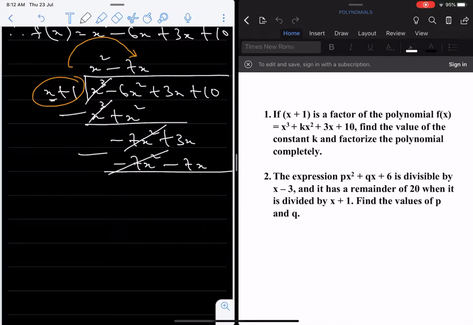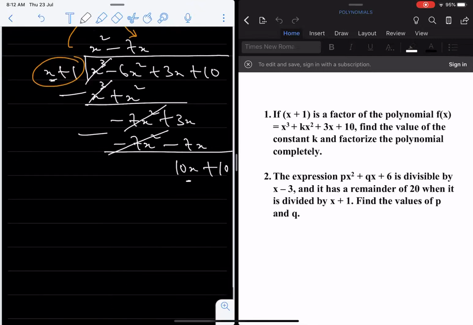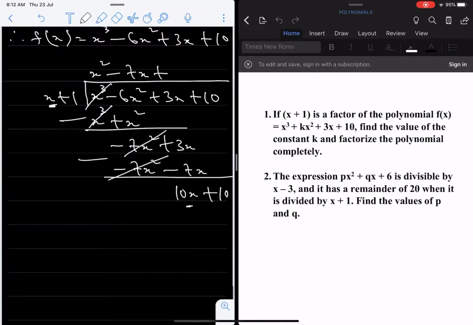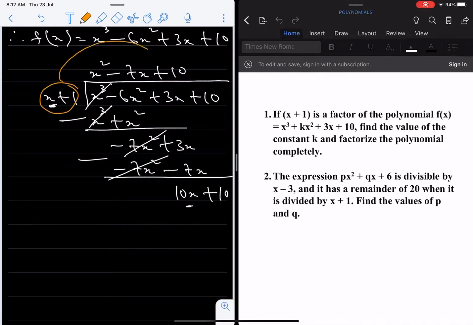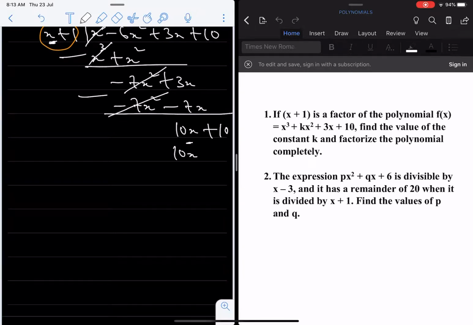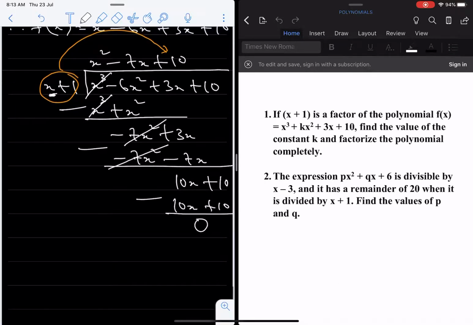We subtract again. Minus 7x squared minus minus 7x squared is 0. 3x minus minus 7x is the same as 3x plus 7x, which is 10x. We'll bring down the next term. Now we go again. 10x divided by x, that's 10. And now we multiply the whole of this divisor by that result, which means x times 10, 10x, and 1 times 10, 10. Now we subtract. When we subtract, we're going to get 0. 10x plus 10 minus 10x plus 10 is 0. So that has shown clearly that x plus 1 is a factor of f of x.